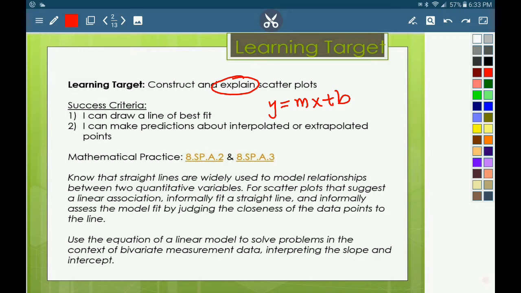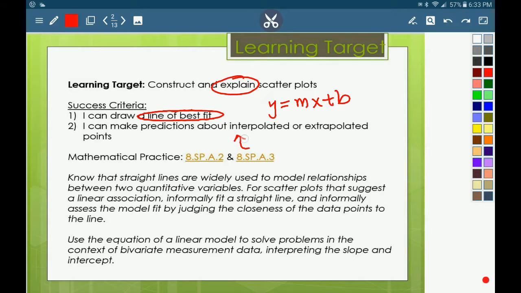and use that equation in order to predict things and explain what they mean. So our success criteria today is to draw a line of best fit. Line of best fit. We're going to talk about what that means, best fit. We're also going to make predictions about interpolated and extrapolated points.